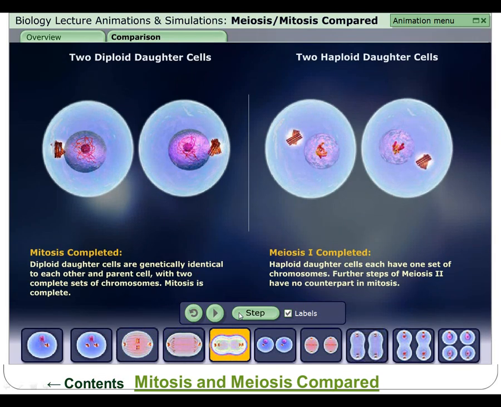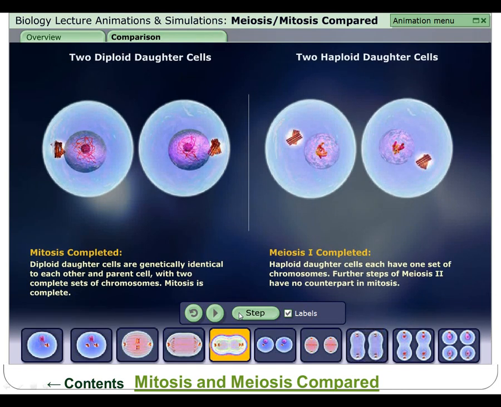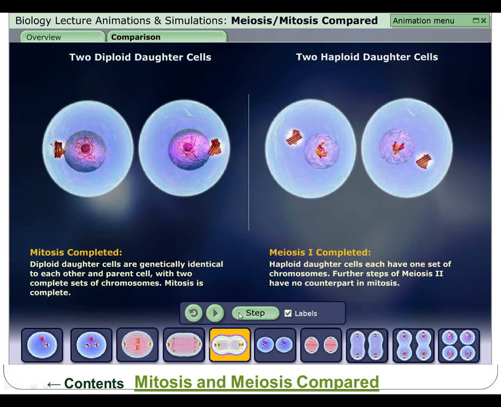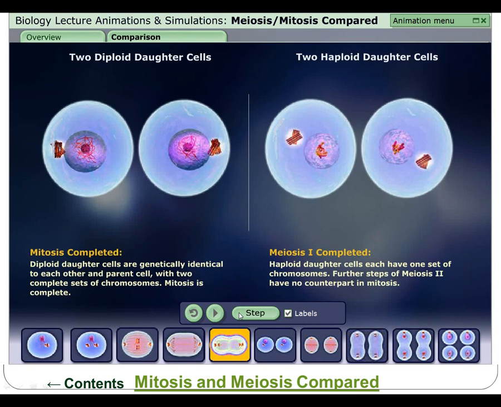Numerically speaking, there are two cells, and the chromosome numbers look identical, but the condition on the right is mixed. We had crossing over, we've jumbled up all kinds of stuff. So the cells on the left stop, they go on and enter into what? Interphase. And the cells on the right go into interphase and then probably into prophase 2.